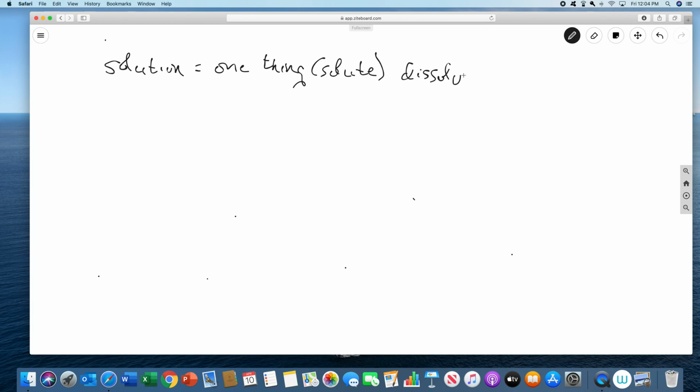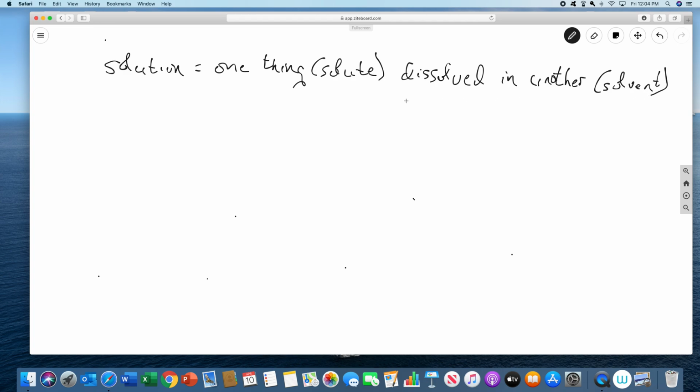There's a very important concept because, really, why something dissolves. When we have a solution, and we've talked about this before, a solution is one thing dissolved in another. That one thing is called the solute, dissolved in another. I have trouble writing that word. There we go. That thing it's dissolved in is called the solvent.